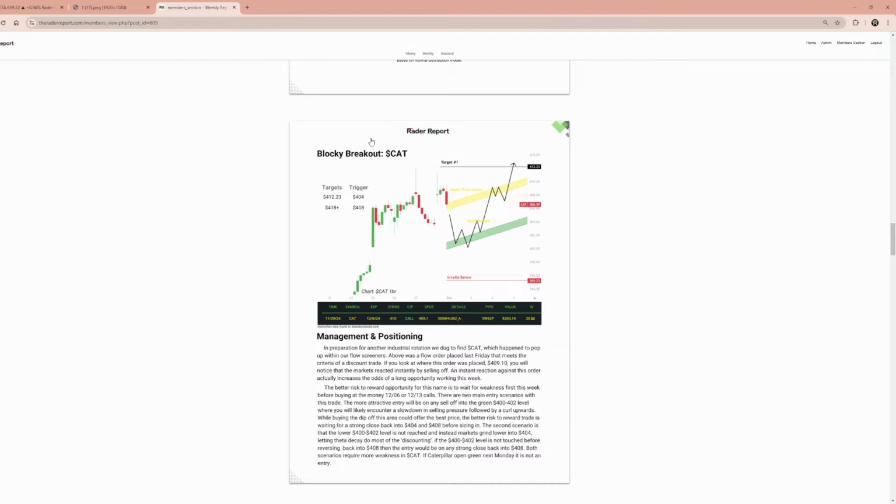So this was CAT right here. And what I had done here was draw a parallel channel. This is the midline of that parallel channel. And then I drew a deviation out. And I said, look, if we come down to this deviation, it's likely to have some sort of bounce. And then we expect our entry to be back up into this 408 zone to any gap up over 406.